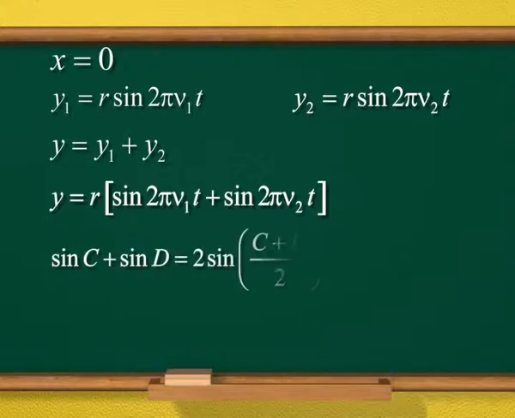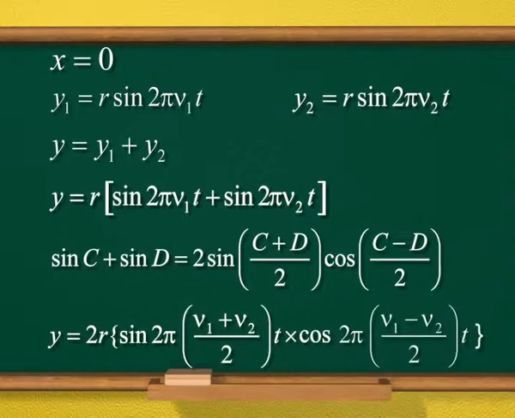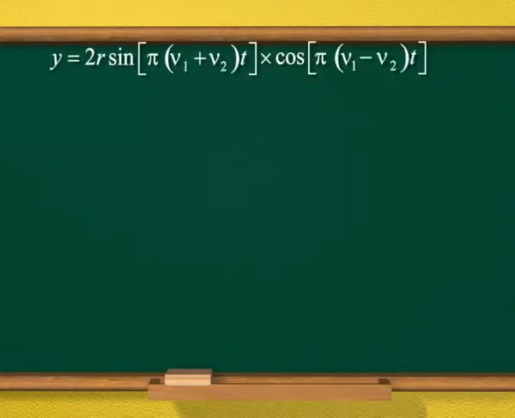This gives y equal to r into (sine 2 pi nu1 t plus sine 2 pi nu2 t). Since sine c plus sine d is equal to 2 sine of (c plus d) by 2 into cos of (c minus d) by 2, y is equal to 2r sine of 2 pi into (nu1 plus nu2) by 2 into t, into cos of 2 pi into (nu1 minus nu2) by 2 into t. On further solving, we get y equal to 2r sine of pi into (nu1 plus nu2) into t, into cos of pi into (nu1 minus nu2) into t.